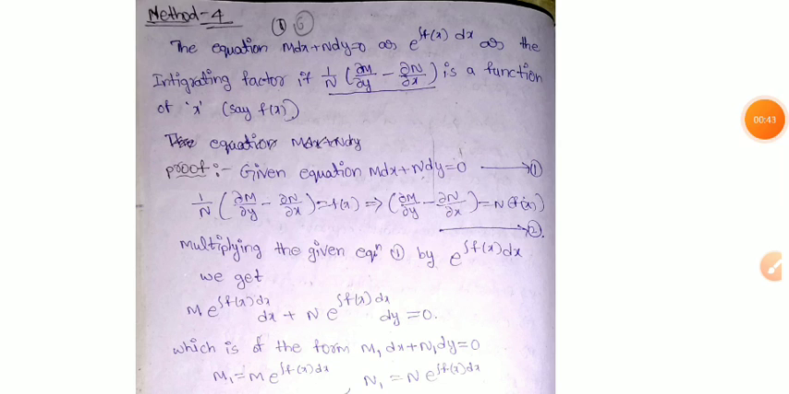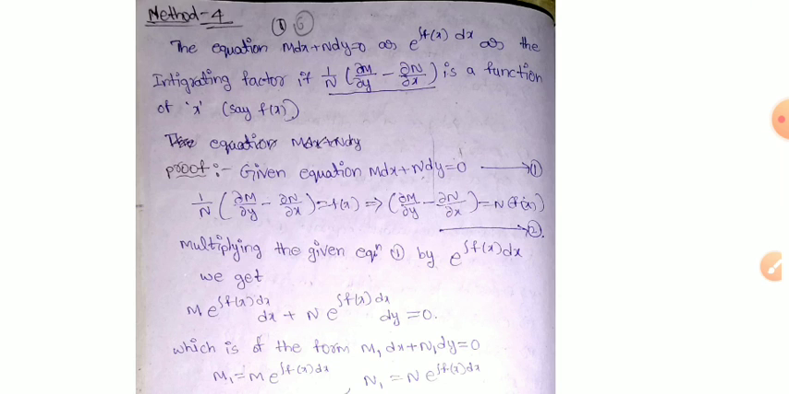Last class we discussed methods 1, 2 and 3, and now I am going to discuss method number 4. The equation M dx plus N dy equals 0 has e raised to the integral of f(x) dx as an integrating factor, if 1/N times (∂M/∂y minus ∂N/∂x) is a function of x, say f(x).